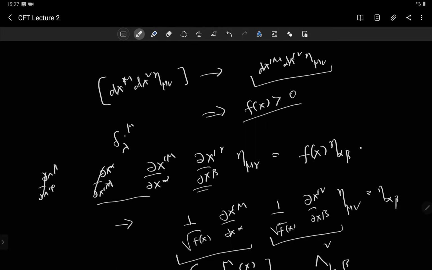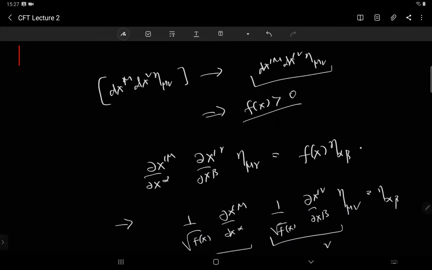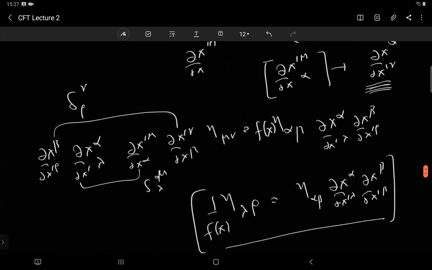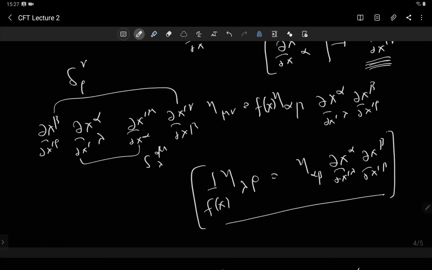So this side will become identity. That is what I wrote here, so that is what I did here. So this side now becomes identity. Here, because of this delta mu rho and delta mu lambda, this becomes eta lambda rho. And then you can just put this f of x back here, right?